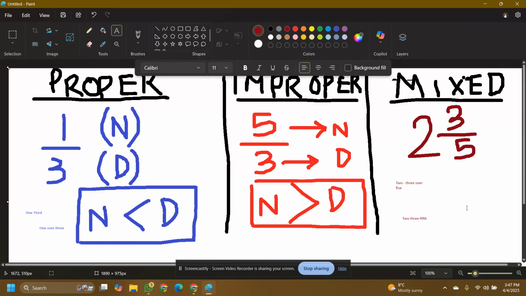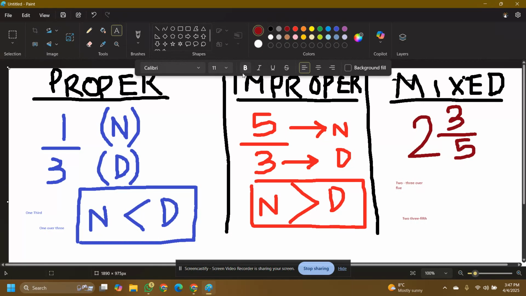Mixed fraction, 2 3/5. So it is a mixed one. You are mixing a peanut butter and a jelly. So the peanut butter is 2, 3/5 is the jelly. So the total thing is 2 3/5.